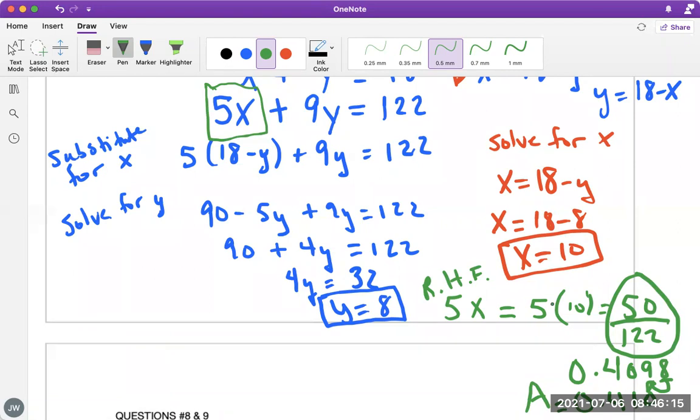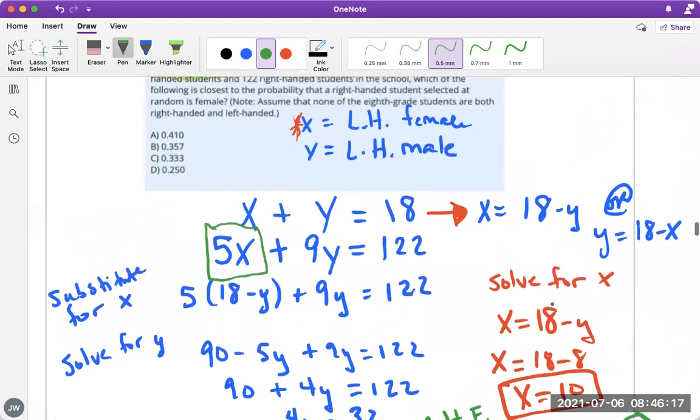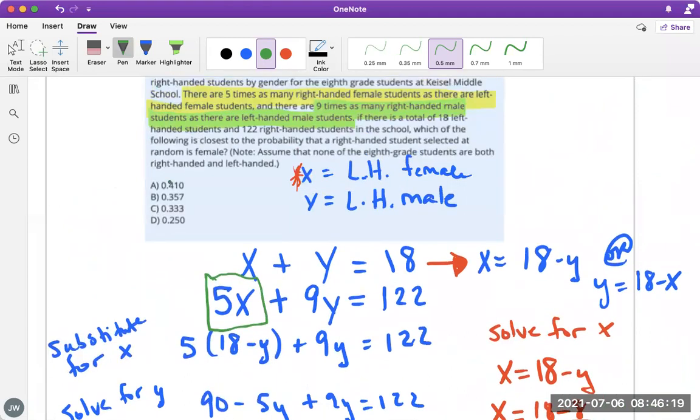Remember, if you round up based off of the neighbor: if it's 5 or more, you go up. If it's 4 or less, it stays the same. So A is our final answer.